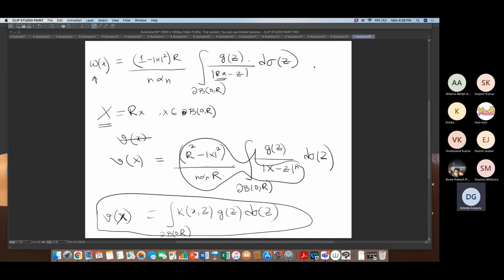Okay. Now the final topic which I will do now. Of course, this K is called the Poisson kernel. You know what it is called. This is called the Poisson kernel for B(0,R), or the Poisson formula.